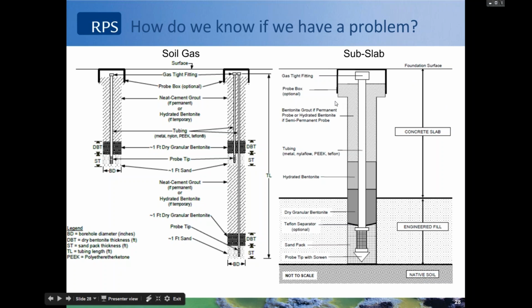Finally, this is a sub-slab probe, so maybe you drill through the concrete slab. Beneath most all concrete slabs, you have some sort of gravel that was put down that the concrete was poured on top of. So we drill down into this porous area, into that gravel, and then put a probe down there. And there we can see exactly what are the concentrations beneath the slab.